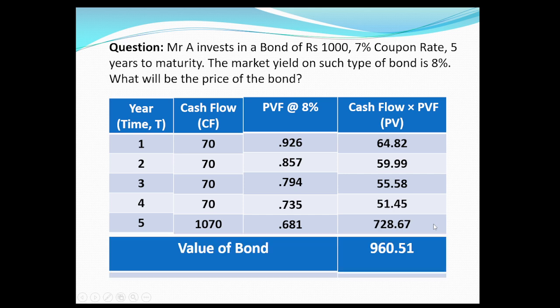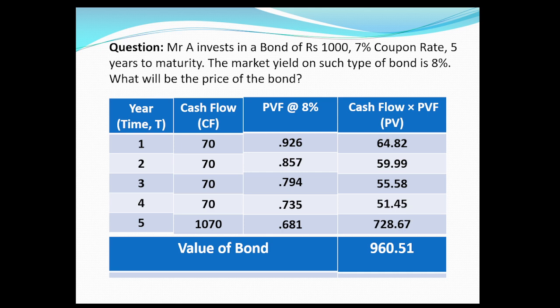If I add all these values from here to here, we will get 960.51, which is the value of the bond. So in this way, it is quite easy to calculate the value of the bond. In this question, we are assuming that the company is paying interest annually.